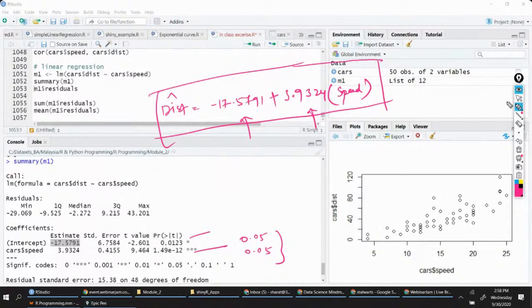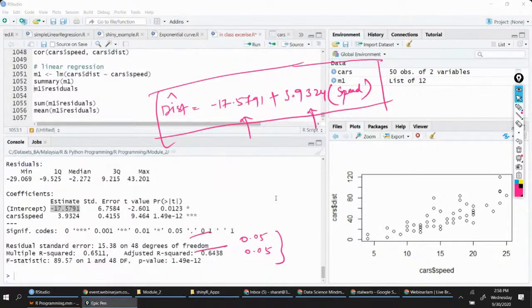But we also have to see R squared, goodness of fit. How much is the R squared? It is 65% approximately. 65.11. Right? It's basically 65.11.